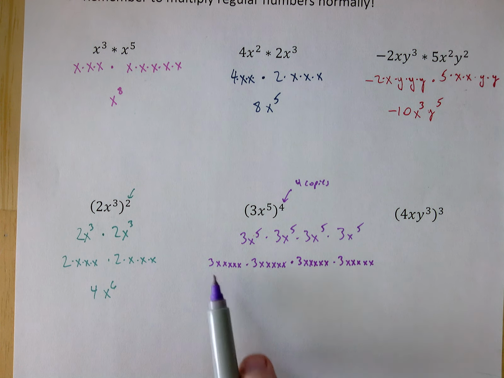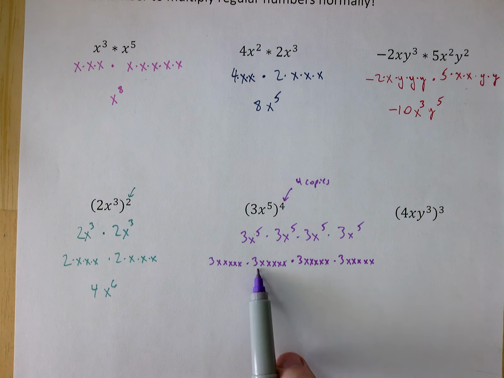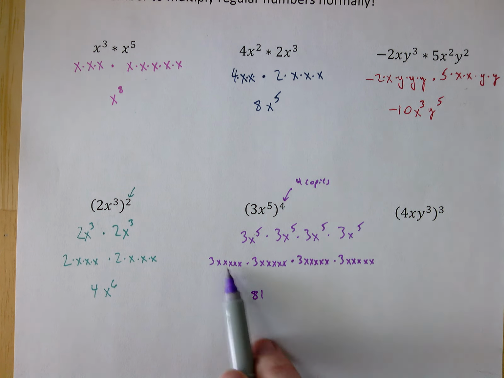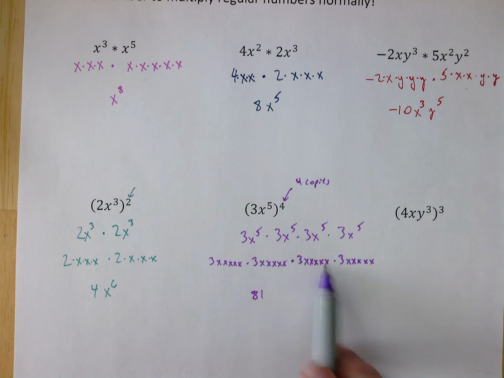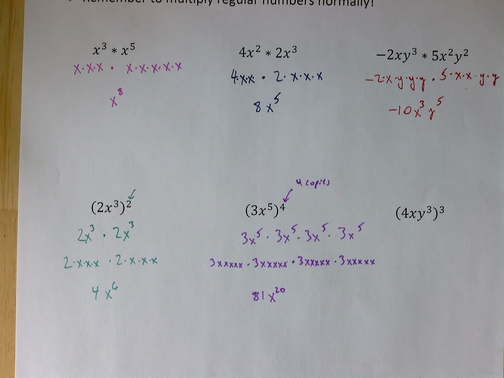So I can multiply the 3's together. I'm going to have 3 times 3 times 3 times 3. 3 times 3 is 9, 9 times 3 is 27, 27 times 3 is 81. So that's 81. And then how many x's do I have? Well, there's 5 here and 5 and 5 and 5. So 5, 10, 15, 20. That's 20 x's altogether. So it's 81 x to the 20th. And there we go.